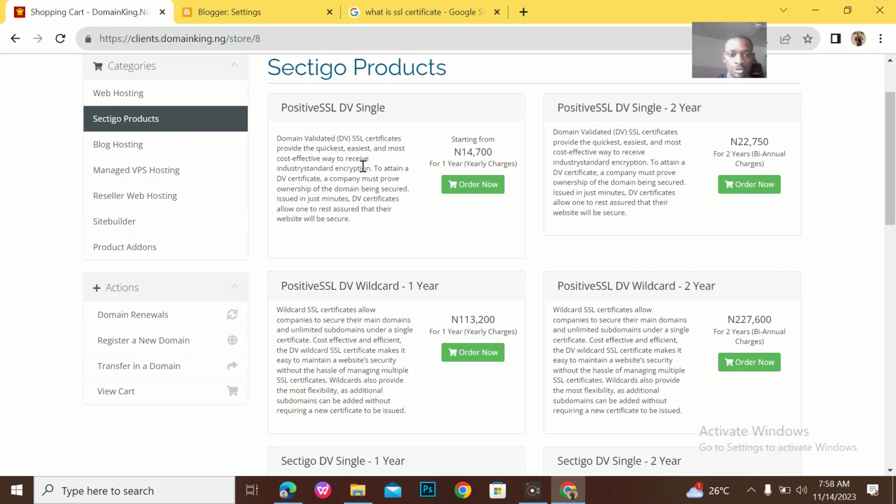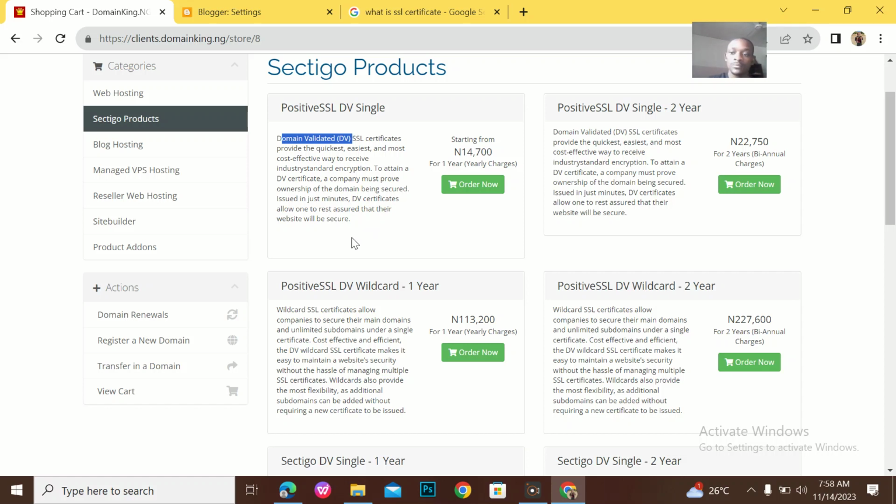So domain validation SSL certificates provide the quickest and most cost effective way to receive industry standard encryption. To attain a domain validation SSL certificate, a company must prove ownership of the domain being secured. It's issued in just minutes. Domain validation certificates allow one to rest assured that their website is secured.